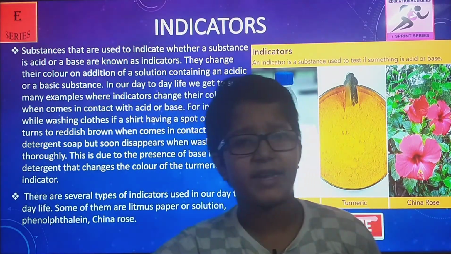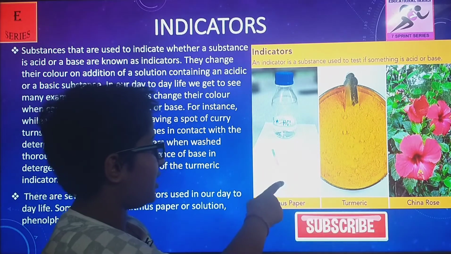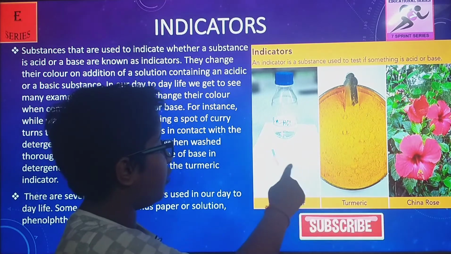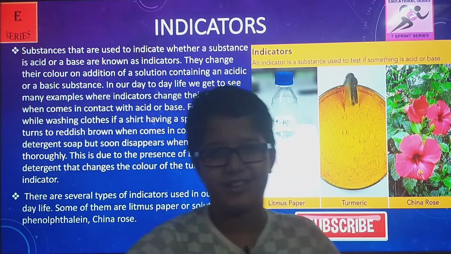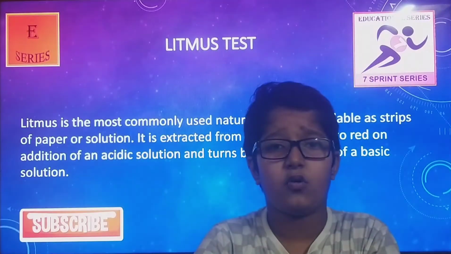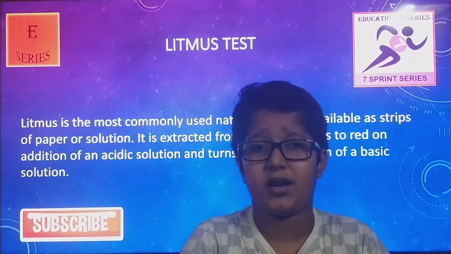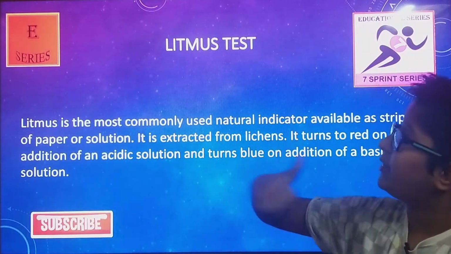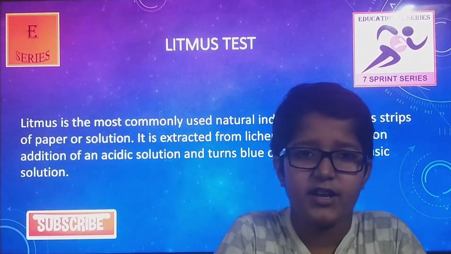We'll see more indicators, but first you can see this is some dilute HCl, and HCl is an acid. So when you put blue litmus paper in it, it will turn red. That indicates this is an acid. Let's proceed on. Examples of indicators are China rose, phenolphthalein, turmeric, litmus paper, and litmus solution, which is nearly the same. The litmus test is the most commonly used and most easy to find in laboratories.